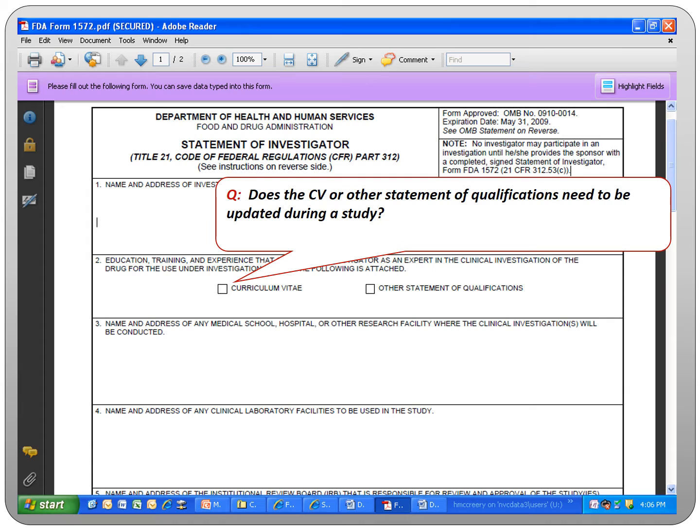Okay, so number 2 is the education, training, and experience, and then you have to attach it. Does the CV, the curriculum vitae, or it can also be a statement of qualifications, need to be updated during a study? A study might last several years, and at the start of the study, your investigator has a CV that's all nice and neat and current, and 2 years later, that CV has changed. There are additional qualifications, some publications your investigator was able to publish, things like that. Does that need to be updated during the study?